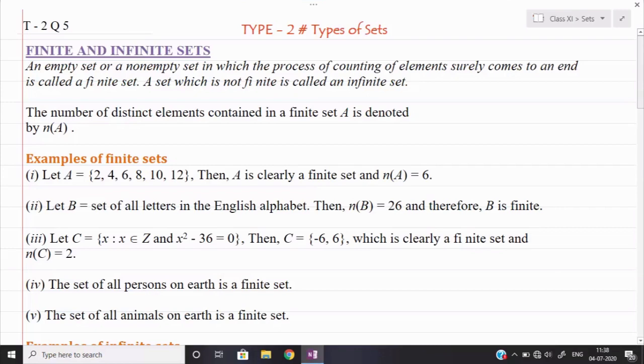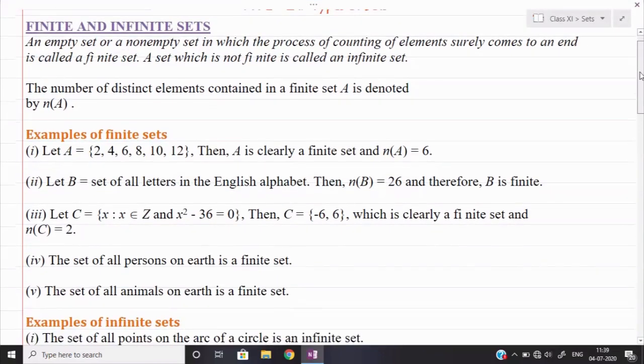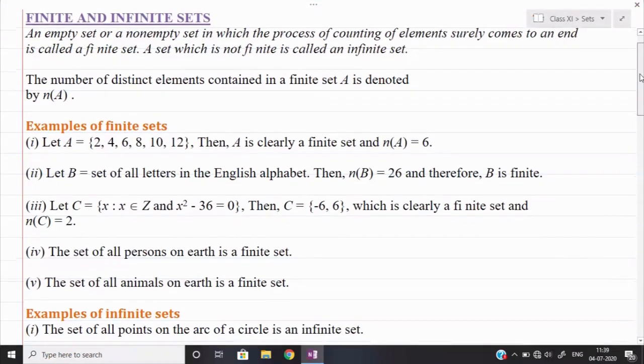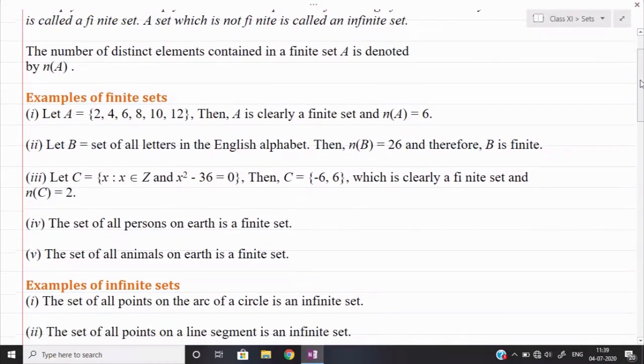Let us see the definition once. An empty set or a non-empty set in which the process of counting of elements surely comes to an end is called a finite set. A set which is not finite is called infinite, meaning the process doesn't end and keeps on going and going. That kind of set will be called an infinite set. The number of distinct elements contained in a finite set A is denoted by n of A, which we already know.